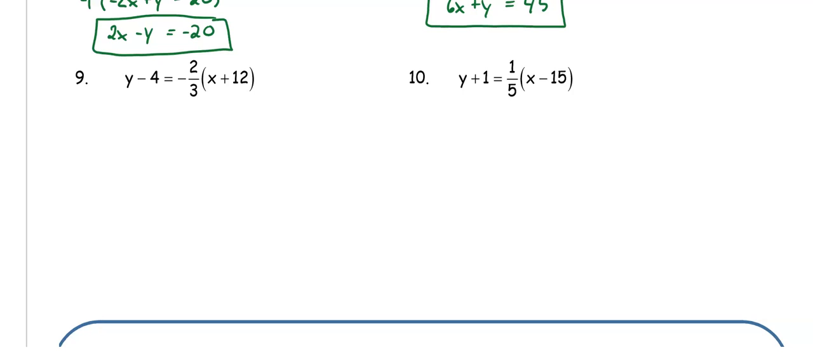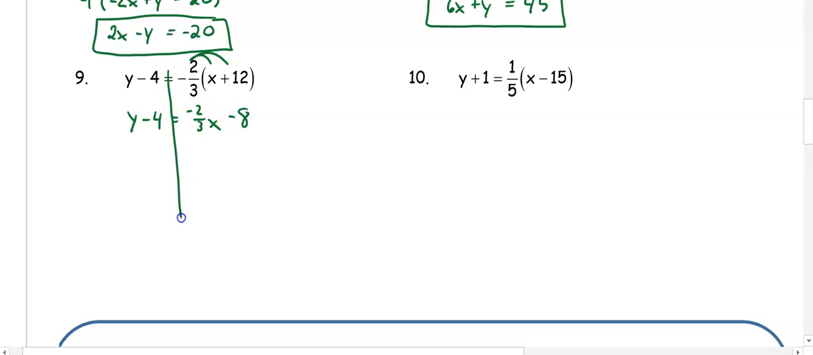In number 9, we're going to distribute the negative 2/3. So we get y minus 4 equals negative 2/3 x minus 8. We want to get the y by itself, so we're going to add 4 to both sides. Y equals negative 2/3 x minus 4.